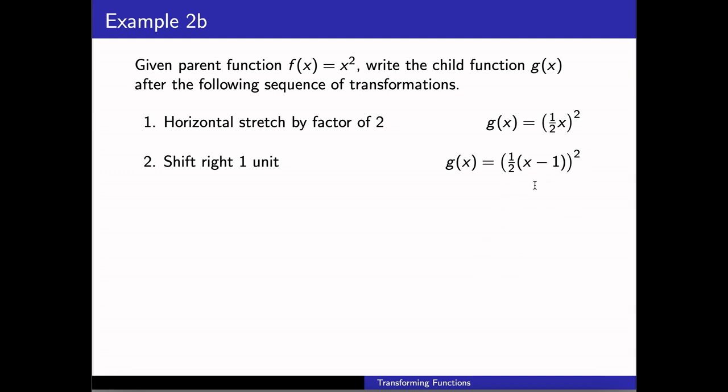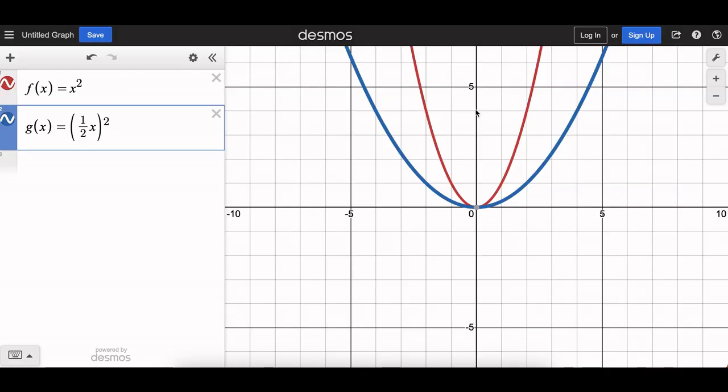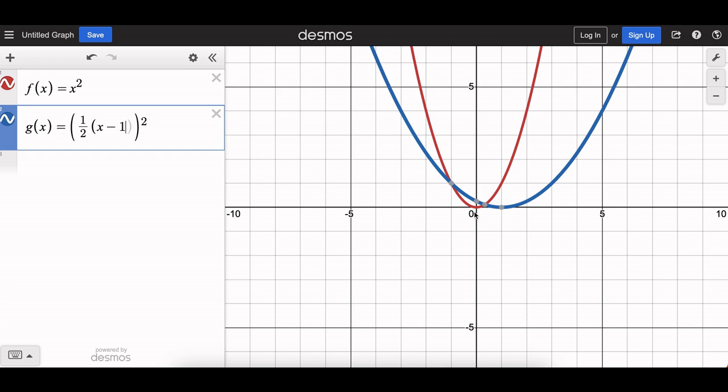You don't have to go through and multiply everything. You can just keep it like this. It's perfectly fine. For shifting right, we can replace this input x with x minus 1. So we take that graph, and now we've shifted it to the right 1 unit. So the vertex was originally at the origin. Now it's to the right 1 unit, as is every other point on this blue graph.